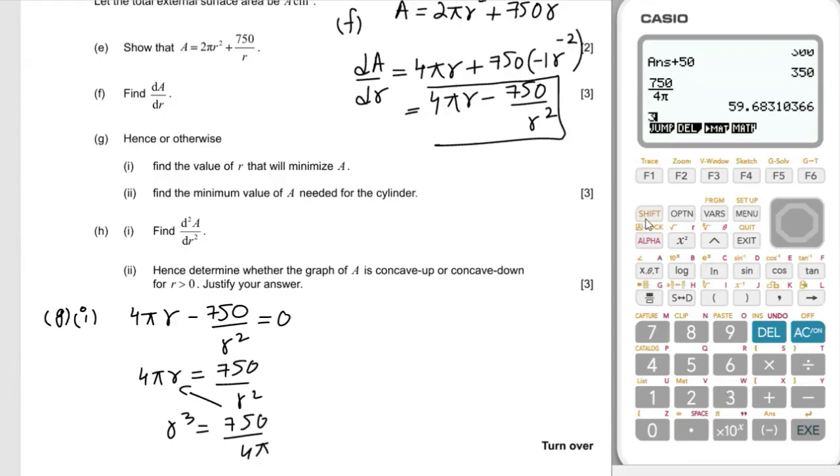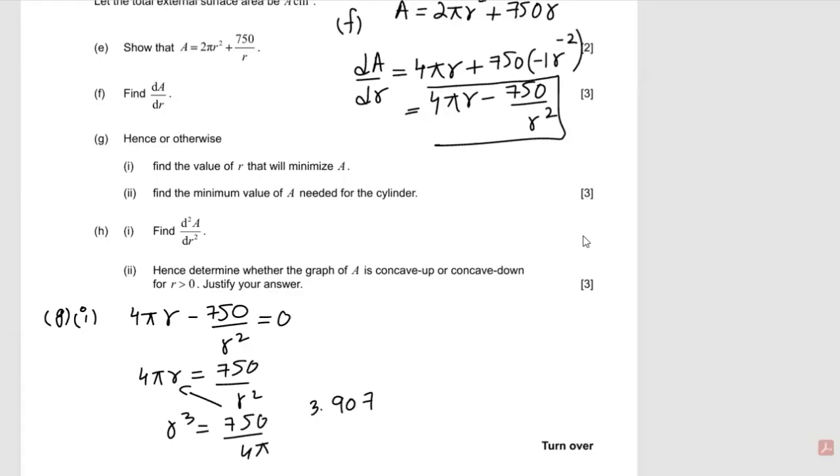So 3 shift cube root, that's gonna be, let's plug in the answer. Okay, so this is 3.90796, which can approximately be given as 3.91, right? So they're saying find a value of r which will minimize the area. So this is the value of r.